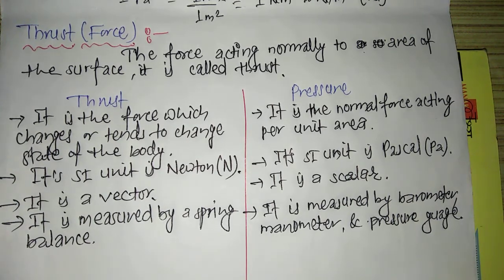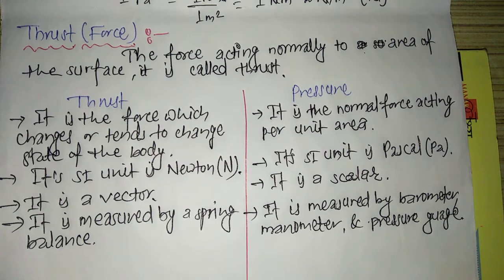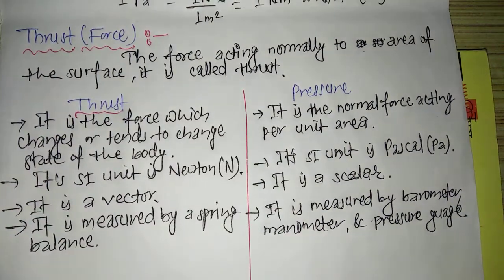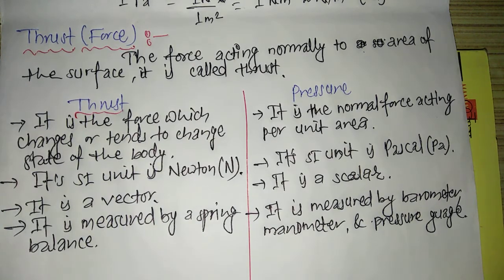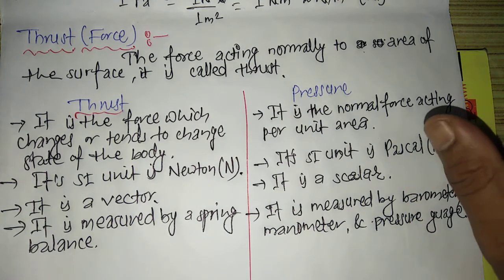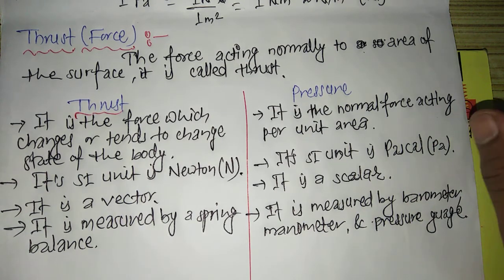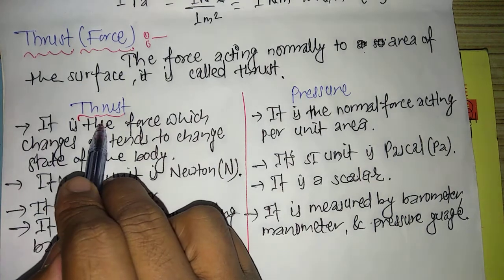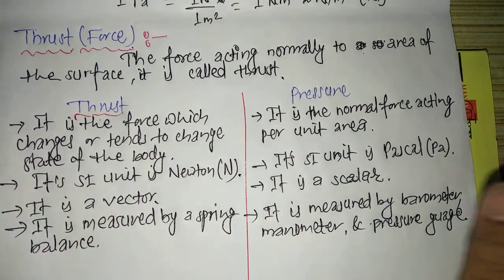These are some differences between thrust and pressure. Did you get, guys, what is thrust? Thrust is simply the force that acts on any surface area normally, perpendicularly, but pressure is the normal force acting per unit area. Pressure is a force acting normally to unit area, while thrust is the force that acts on any area normally.